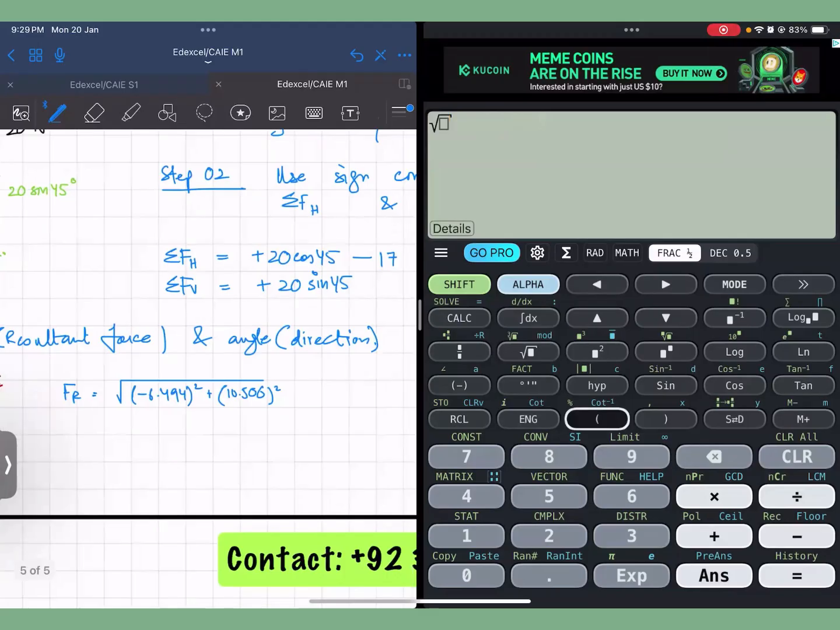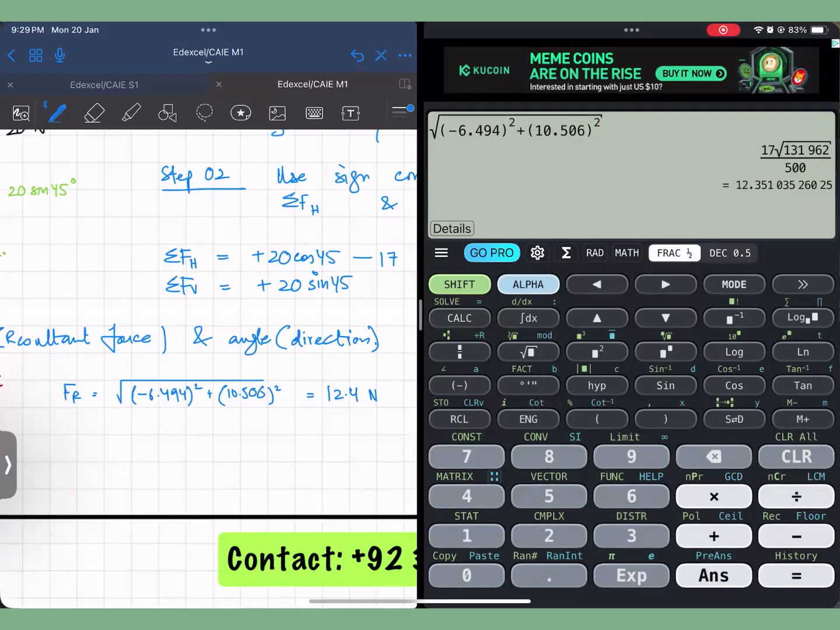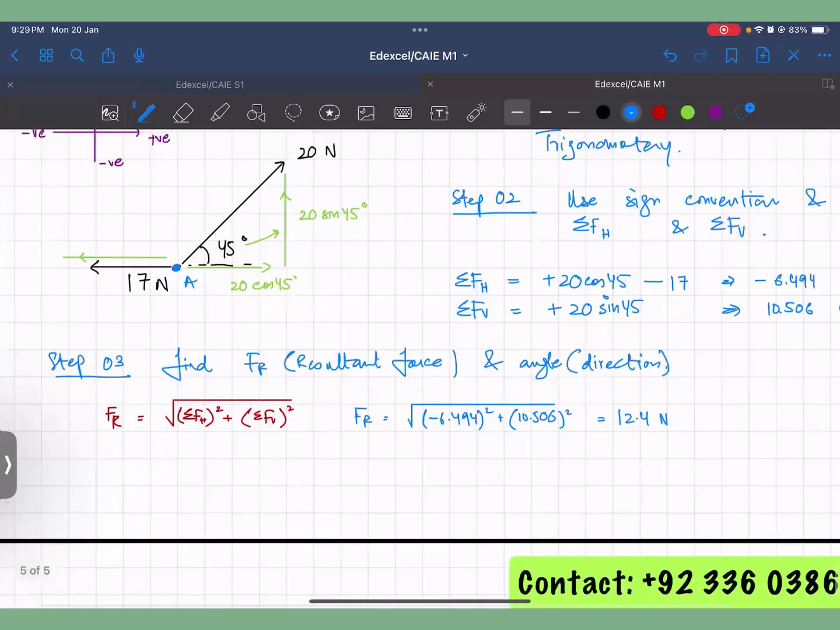Under root minus 6.494 squared plus 10.506 squared. So this is your resultant vector, 12.4 Newton. This is the magnitude of the resultant. We don't know the direction yet. Now, how would you get the direction?